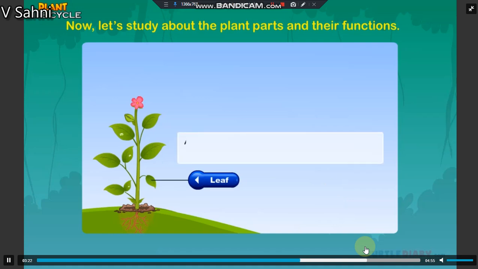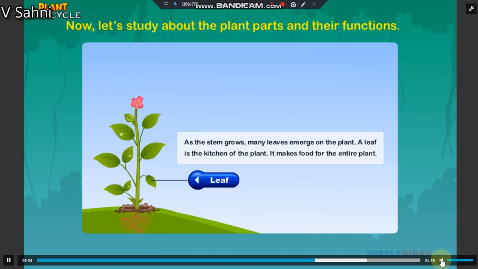Leaf. As the stem grows, many leaves emerge on the plant. A leaf is the kitchen of the plant. It makes food for the entire plant.